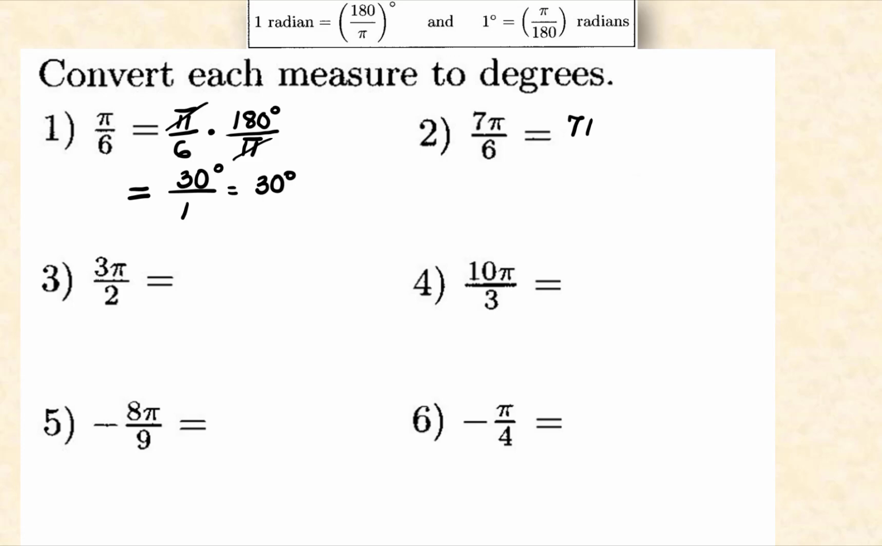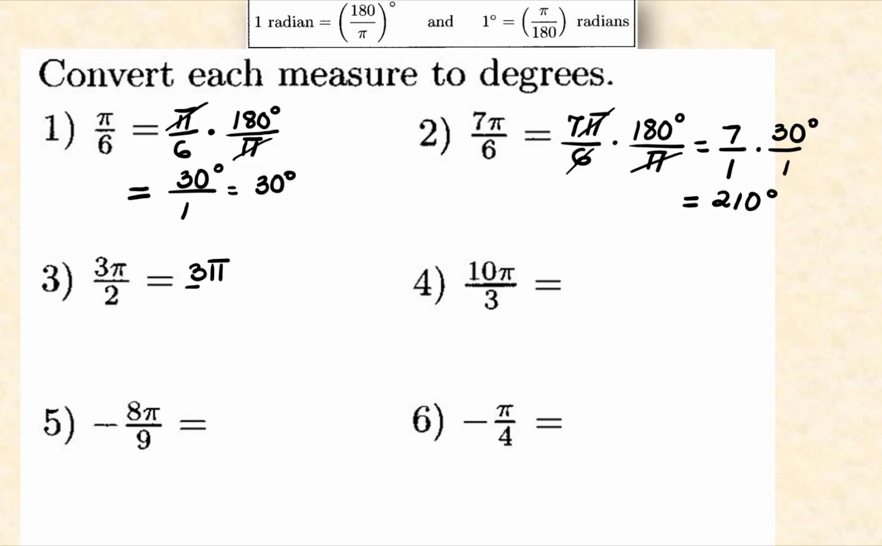7 pi over 6 will be multiplied by 180 degrees over pi. Once again, pi will cancel itself. And 180 divided by 6 will be 30. So it'll be 7 over 1 times 30 over 1. And 3 times 7 is 21. The answer is 210.